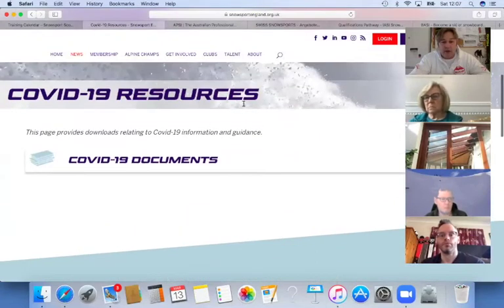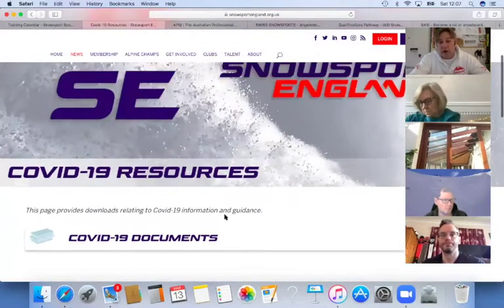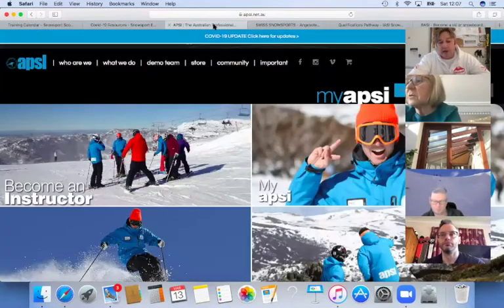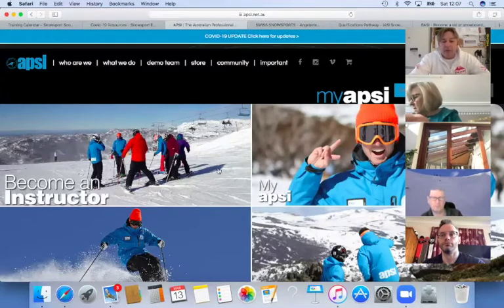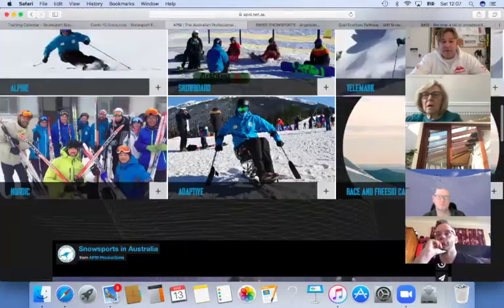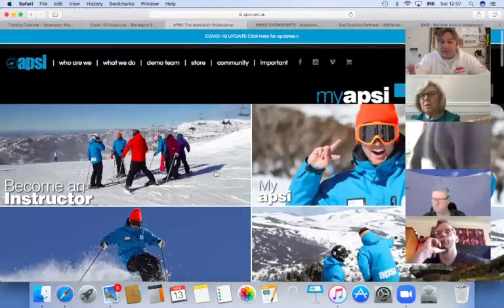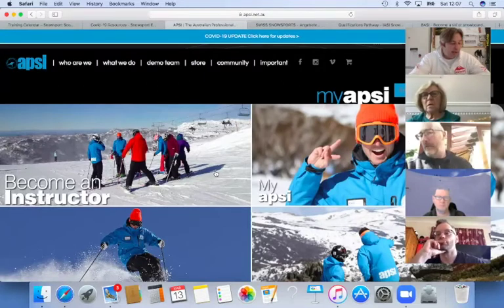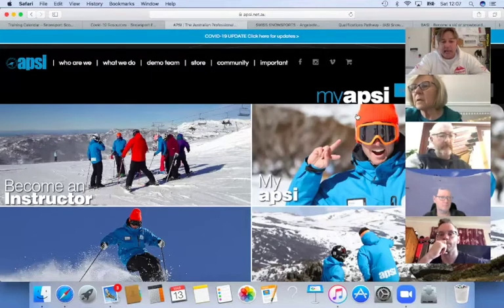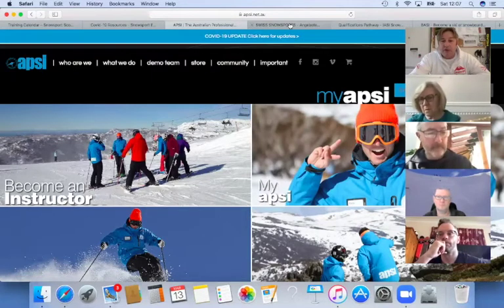Virtually all the sites have got COVID documents, and they've got COVID policies and procedures being put in place. So everyone's got the current information from each of the different governing bodies. This is the Australian website, and obviously down in Australia, they're getting ready for the start of their seasons, which will be in June. And the same in New Zealand as well. They'll be going through that, so they're starting to update information there.